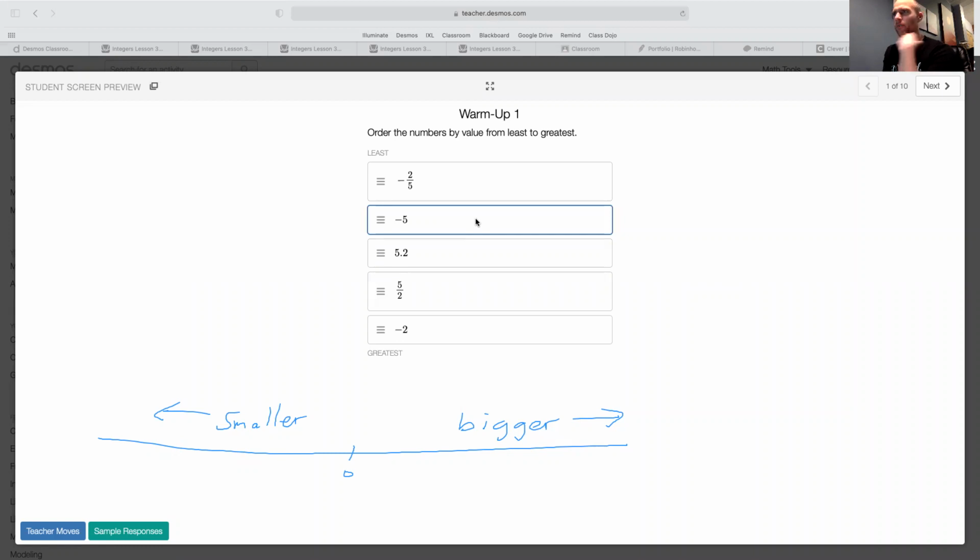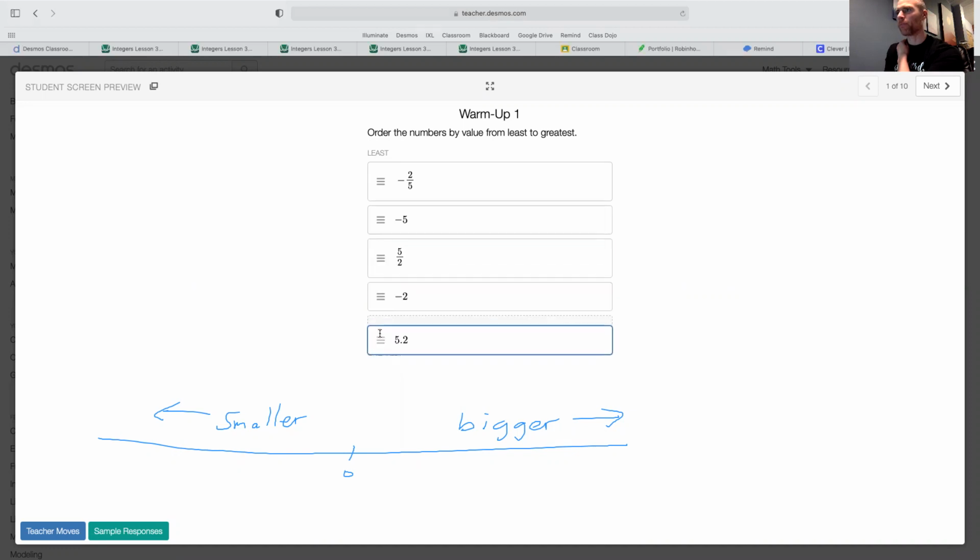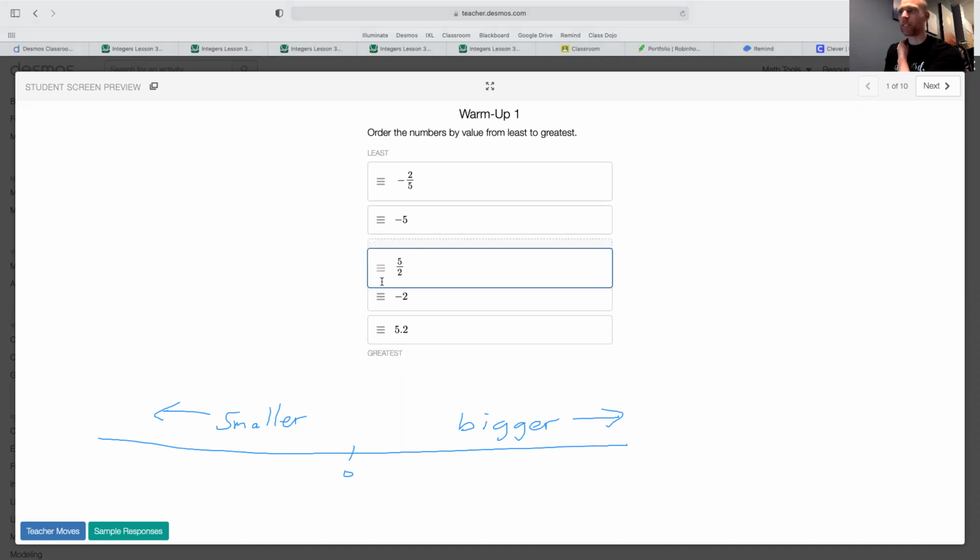Let's find the biggest number first, and then we'll put it at the bottom because it wants least at top, which is kind of weird. All right, the biggest number, well, it's got to be a positive one, so it's going to be one of these two. 5.2 is bigger than 5 halves because 5 halves is only 2.5. So this one's going to go on the bottom. And then the other positive one's got to be the next biggest, so I'll put it there.